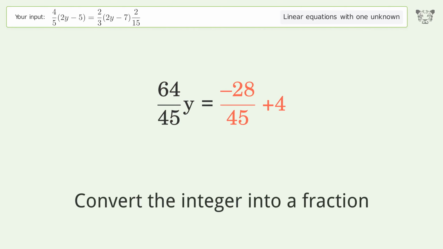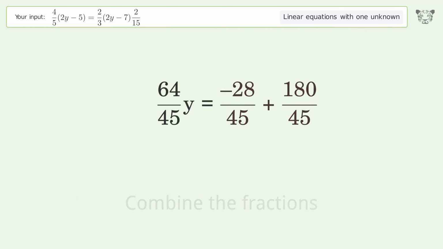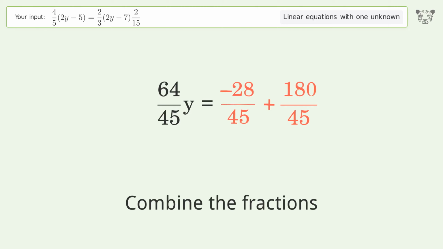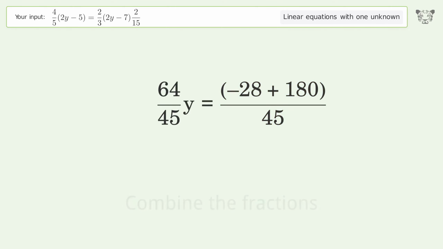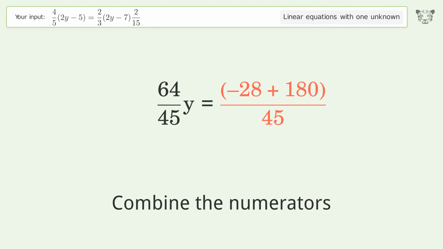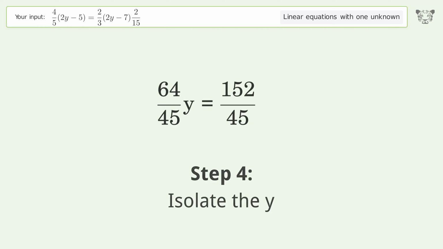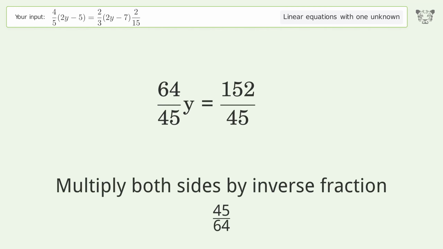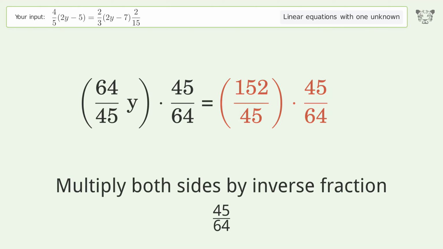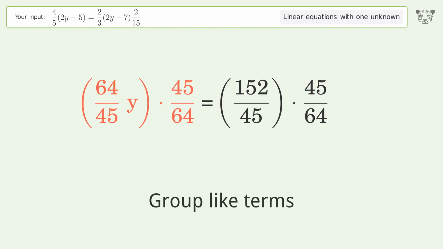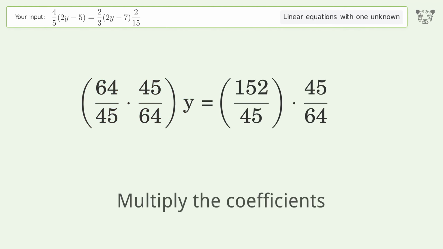Convert the integer into a fraction. Combine the fractions. Combine the numerators. Isolate the y. Multiply both sides by inverse fraction 45/64. Group like terms. Multiply the coefficients.